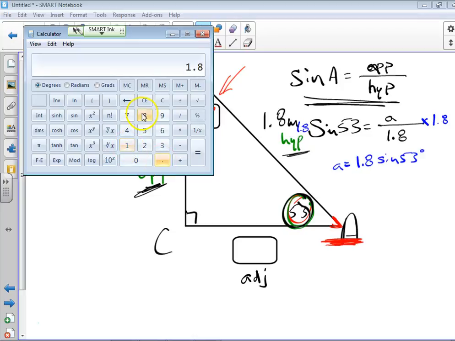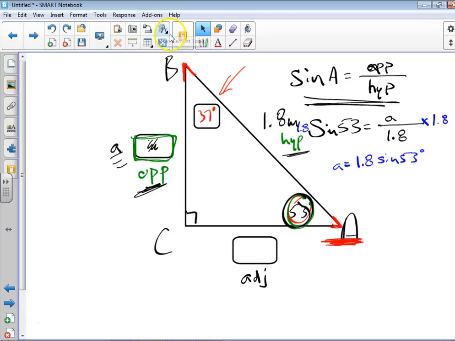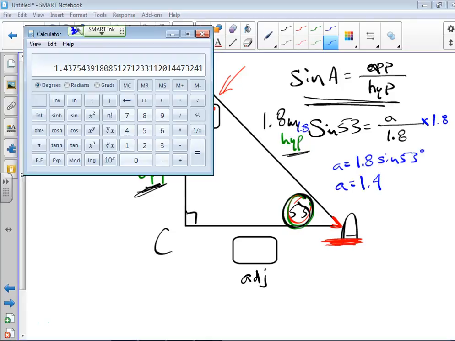There it is. 1.8 times... in this calculator, I'm going to have to type 53, then hit the sine, and then hit equals. So I get a value for a that is 1.438. Probably too many decimal places, but we'll go with it. So a is 1.438. Is that what I said? Yeah, 1.438.